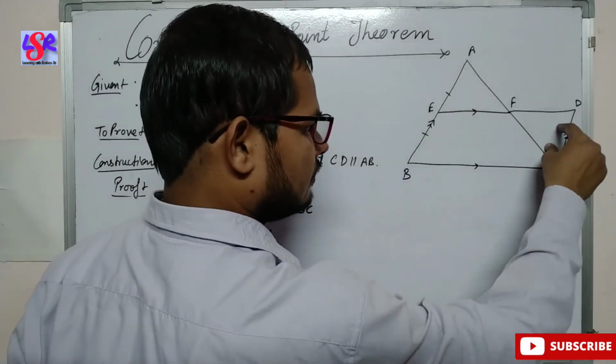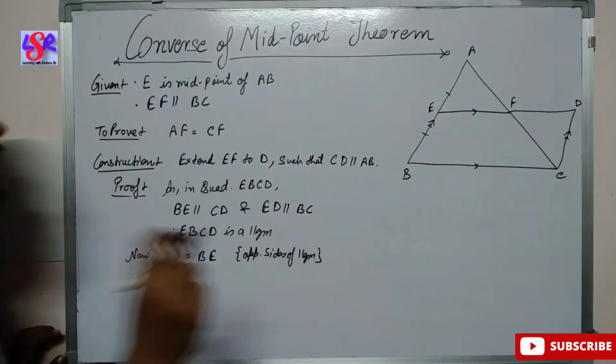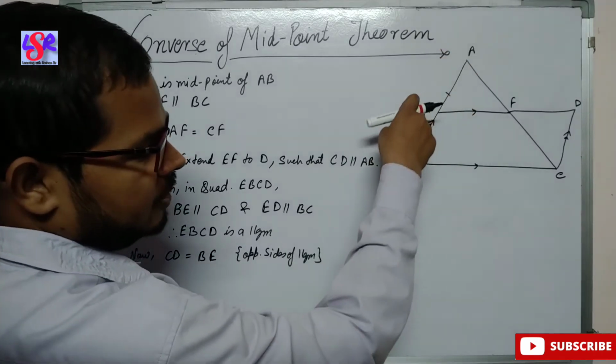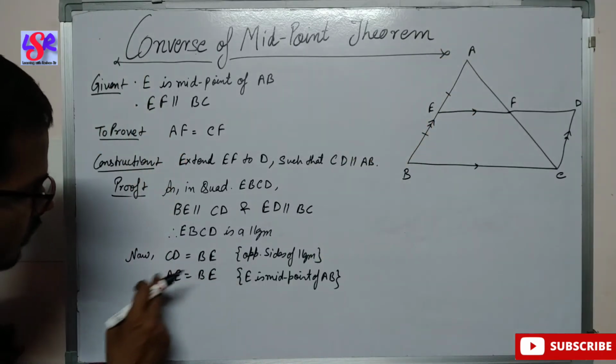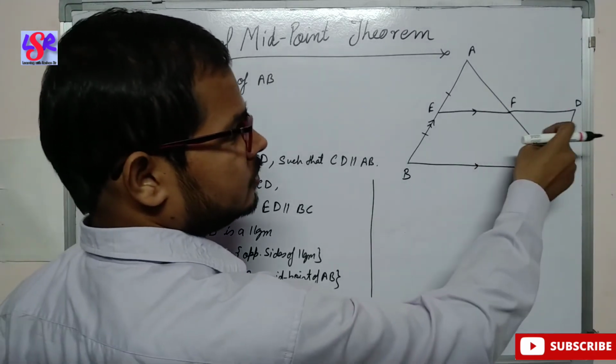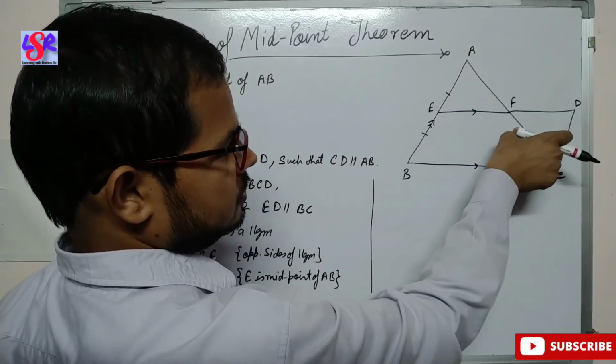As in a parallelogram opposite sides are of equal length, therefore CD will be equal to BE. Also, this BE will be equal to AE, as E is the midpoint of AB. Now from these two relations, we can conclude that CD equals AE. And now we are going to prove these two triangles congruent so that AF is equal to CF.